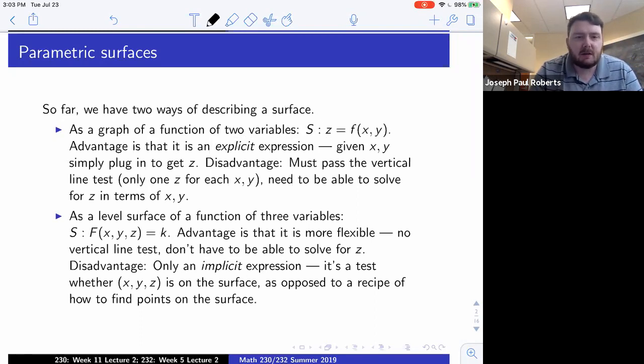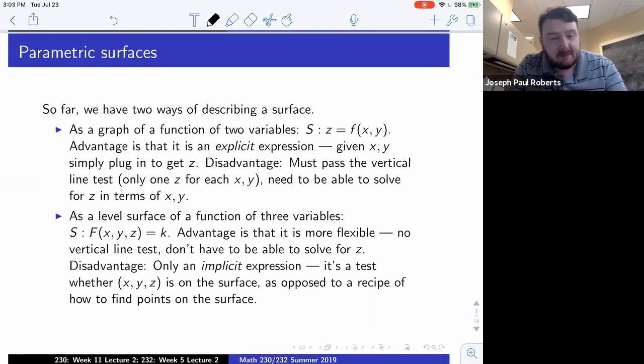But the main disadvantage of this way of describing a surface is that because z is a function of x and y, remember the whole idea of a function is that you have only one output for each input. So you can only have one z for each value of x and y. If your surface is something like an entire sphere, you can do the top half as a graph of a function of two variables, and the bottom half as well, but you can't do the whole thing. That's one of the weaknesses.